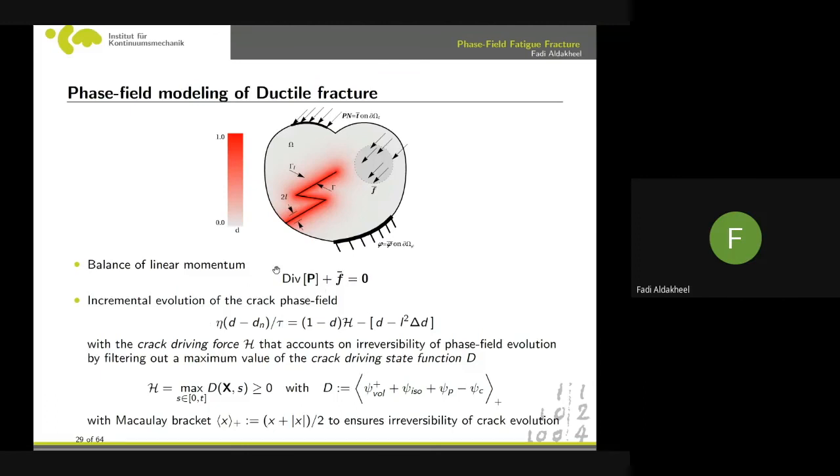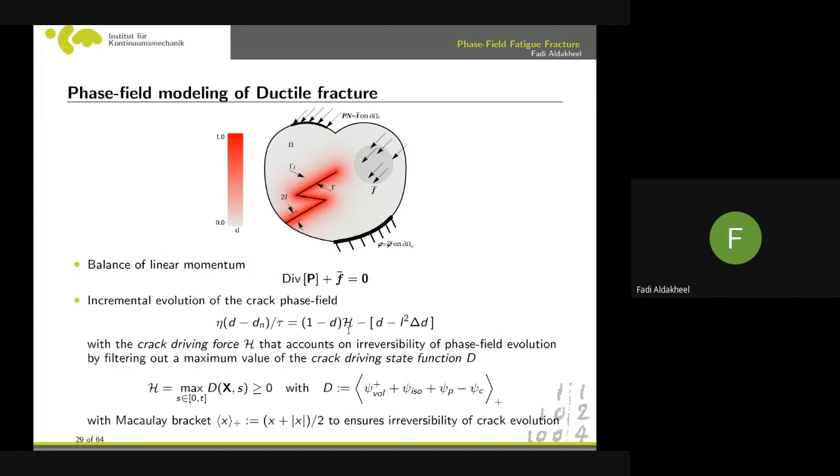We got this equation before, right? It could be in terms of B, in terms of tau, this is what you want. And this is for the phase field problem. This is the linear momentum, and this is for the phase field. So for the phase field, we have this H, the crack driving force. Before, I had it in terms of the GC. Now, I introduce the threshold criteria.